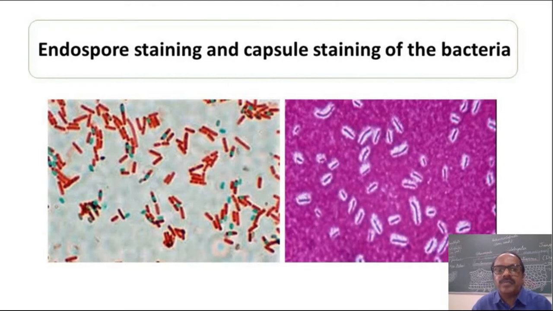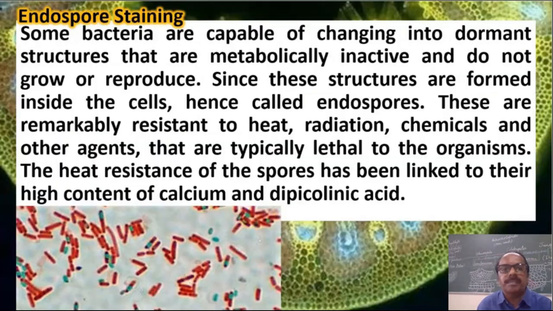On the other hand, we have the capsule stain, where each and every bacterial cell has a capsule, and the capsule also can be stained. In that case, the bacterial periphery, the outline of the bacterium, is stained.